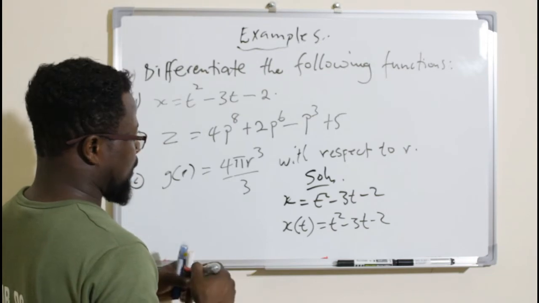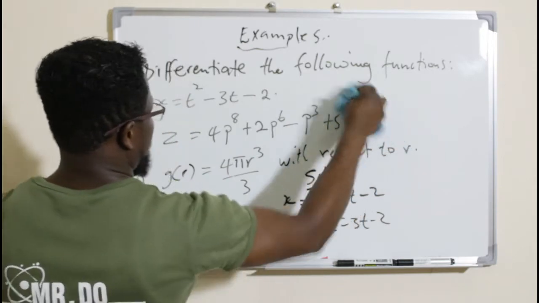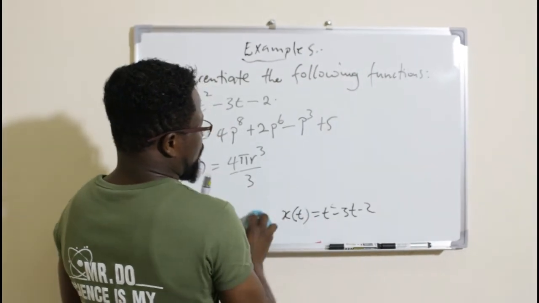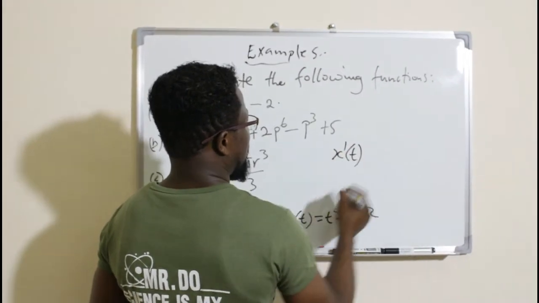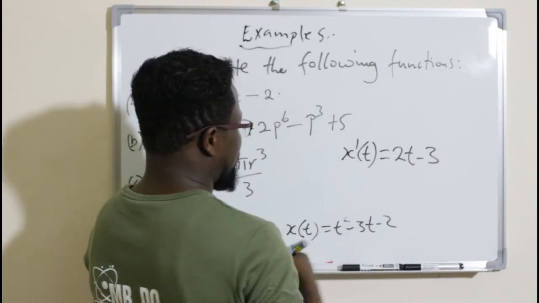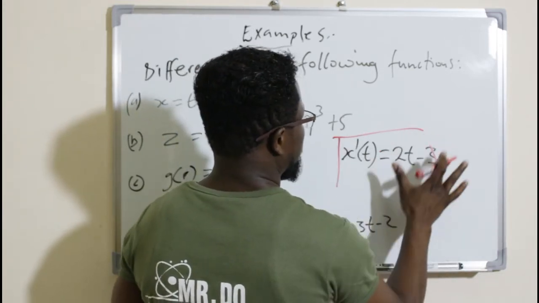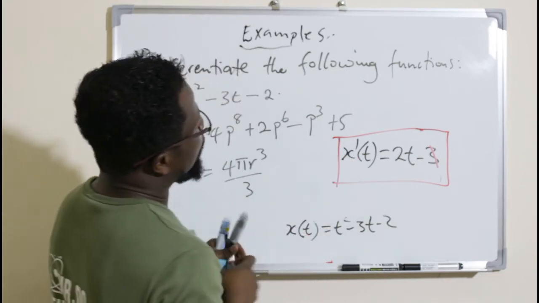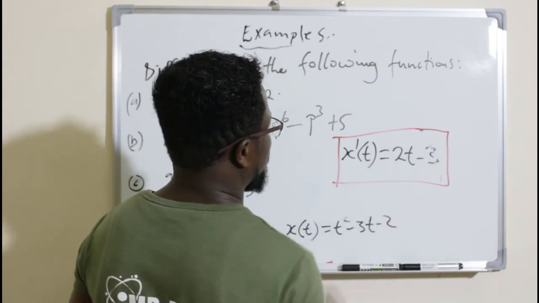And now I can find the derivative of this. If I want to find the derivative of that particular function, I'm saying x prime of t is now equal to 2t minus 3. And that is the derivative of the function. So x prime of t is equal to 2t minus 3, and that is the answer to that particular problem.